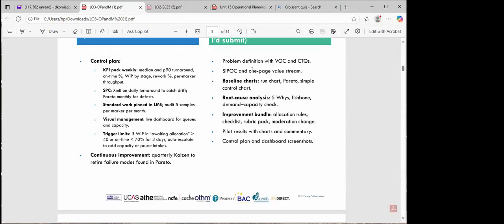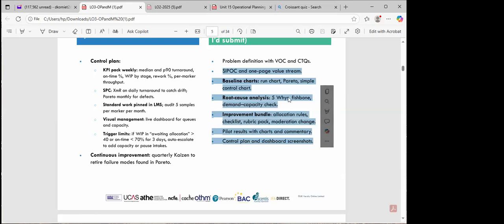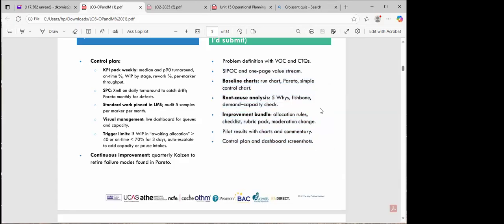Now, if you look at the summary here, it talks about the baseline charts, which involve the run charts, Pareto, and simple control charts. Then you have what we call the root cause analysis. The root cause analysis: the 5 whys, the fishbone, the demand and capacity check. Okay.